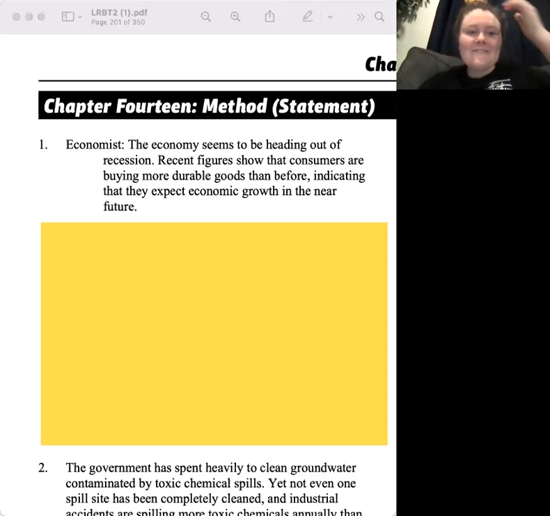Recent figures show is not a conclusion, right? You can't argue with that. I can't say, well, the recent figures really don't show that. That's just a fact. The numbers tell us this. Yeah, statistics. Excellent. And so our conclusion is going to be the first sentence, that the economy seems to be heading out of recession.